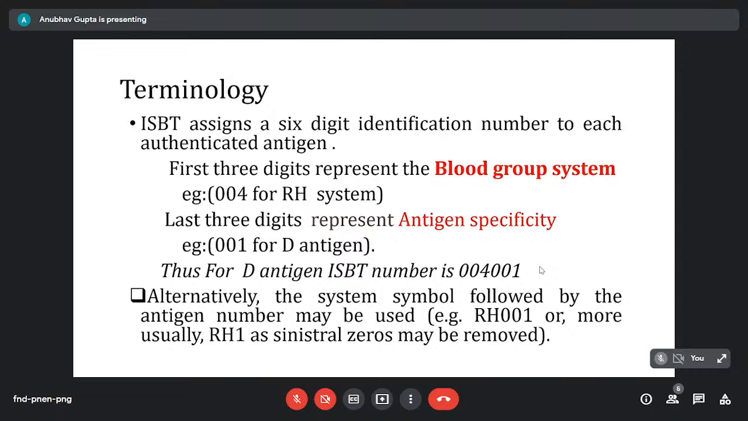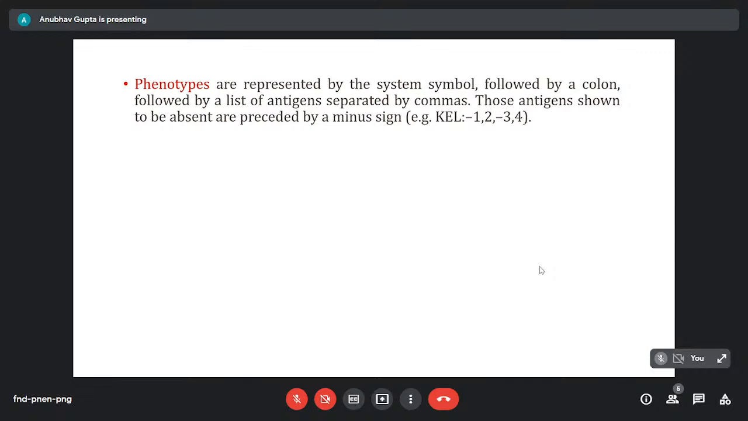So how will we represent a phenotype? The phenotypes are represented by the system symbol followed by a colon, followed by a list of antigens separated by commas. Those antigens shown to be absent are preceded by a minus sign. Taking an example, the KEL blood group system. What is the symbol of the KEL blood group system? It is KEL. Minus 1 here denotes the absence of the first antigen.